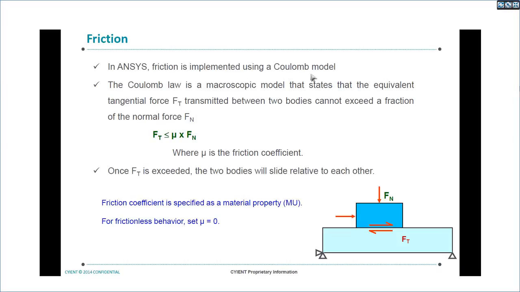In ANSYS, friction is implemented using the Coulomb model. Coulomb is a macroscopic model that states that the equivalent tangential force Ft transmitted between two bodies cannot exceed a fraction of the normal force. This equation states that the tangential force should not exceed the friction coefficient times the normal force. If it exceeds, then sliding will happen and this component starts moving.